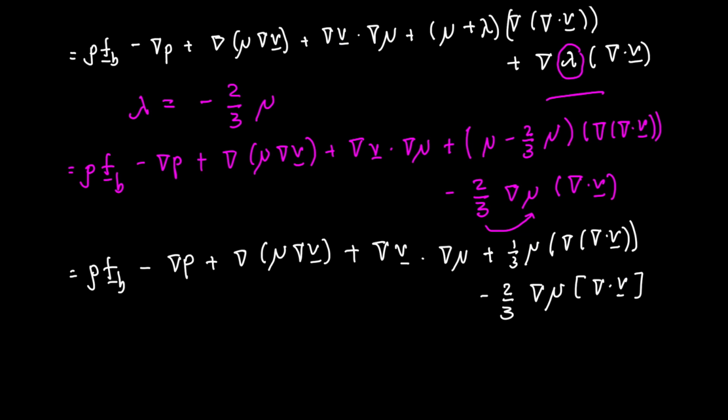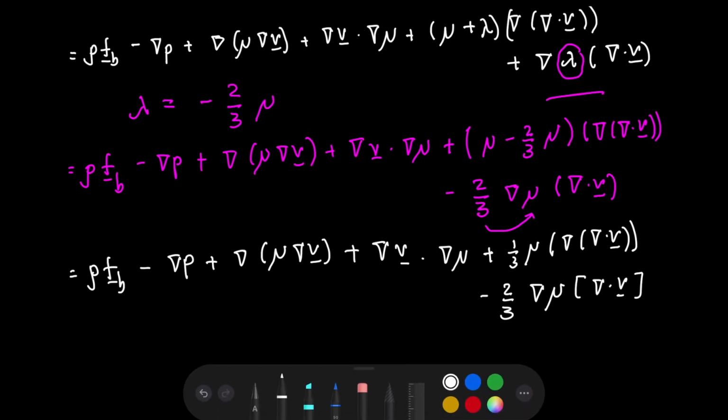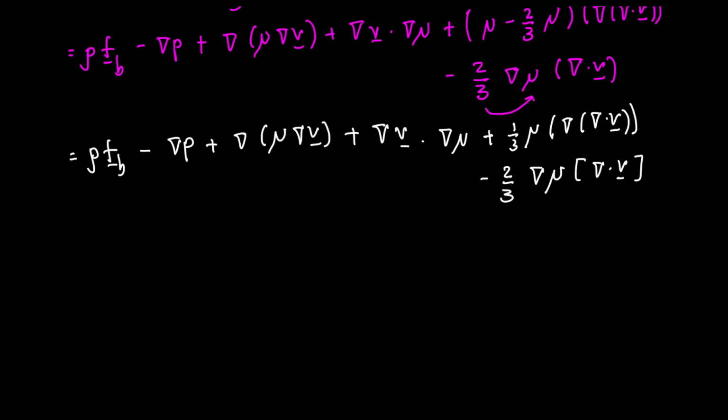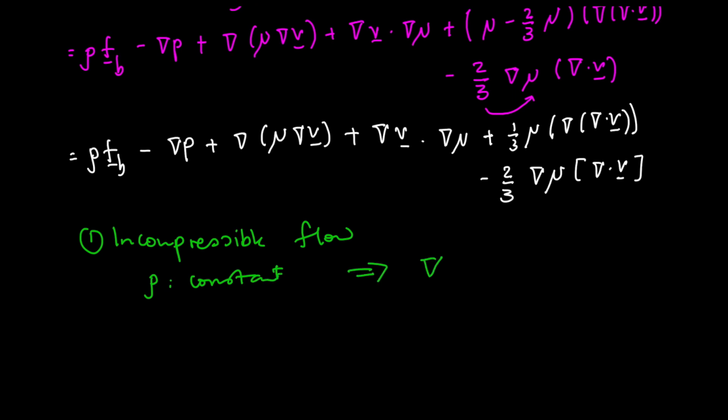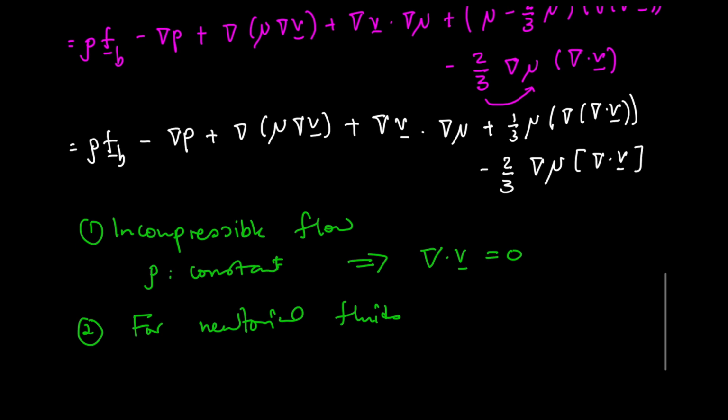Okay guys, so at this point in time, remember that we are dealing with incompressible flow, right? Let me get another color for that and state how that applies to what we are doing here. So, number one, for incompressible flow, the density is constant. That implies that del dot v is 0. And secondly, for Newtonian fluids, we have got a constant viscosity, right?